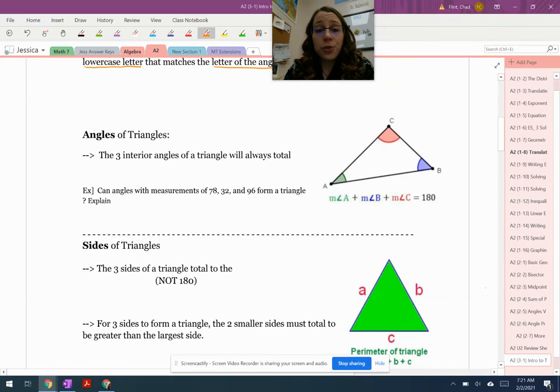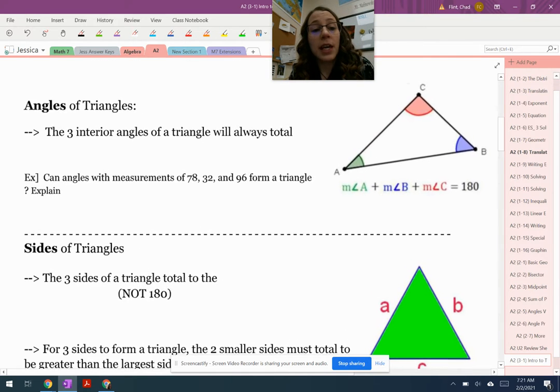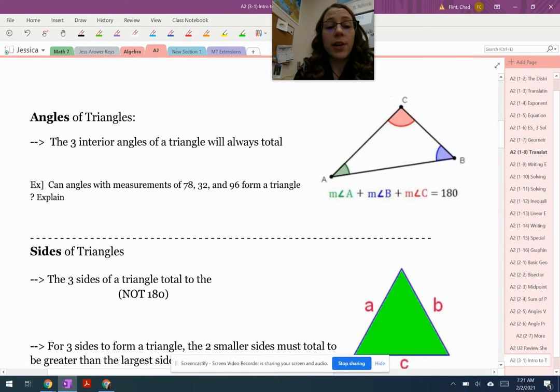So this is A2, lesson 3-1 on triangles. The next thing we're going to start talking about is angles of triangles.